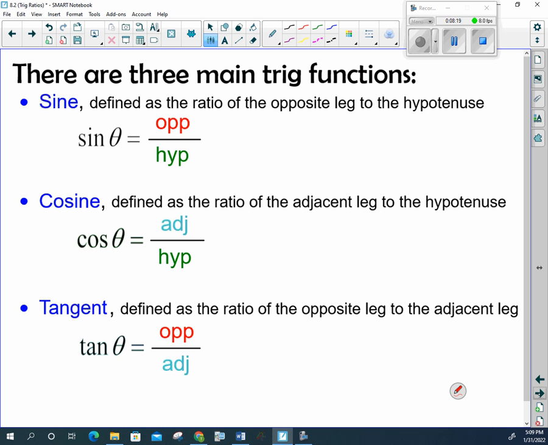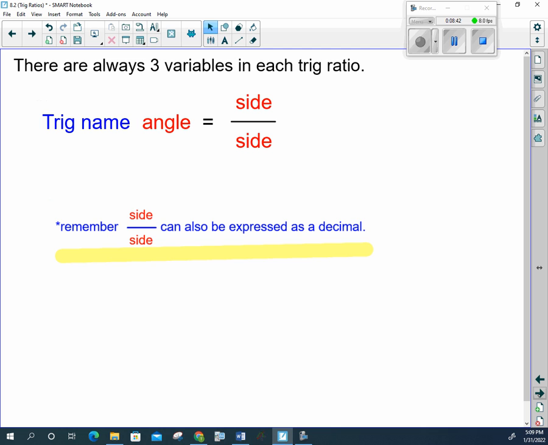Okay, so there's three main trig functions that we are going to be working with. The sine, which is defined as the ratio of the opposite leg over the hypotenuse. The cosine, which is defined as the adjacent leg over the hypotenuse. And the tangent, which is defined as the opposite leg over the adjacent leg. So it matters what part of the triangle you're talking about.